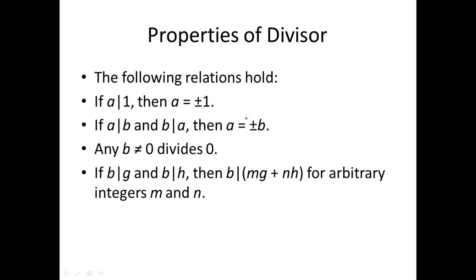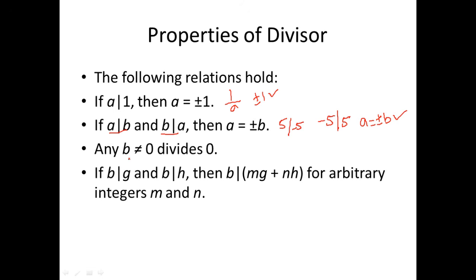Okay, now let us take a look at the properties of a divisor. The very first property says if A divides 1, then A should be plus or minus 1. It's very simple. If any number divides 1, then it should definitely be plus or minus 1. So that is the first property. And the next property is if A divides B and B divides A, then A is equal to plus or minus B. Even this is straightforward. Say when 5 divides minus 5, we can also have minus 5 dividing 5. So finally what we conclude, when A divides B and B divides A, A is equal to plus or minus B.